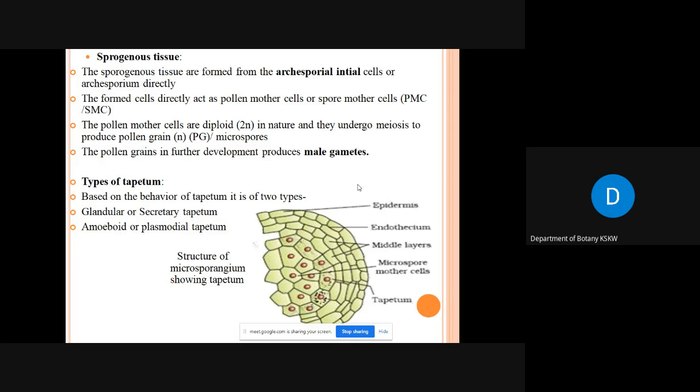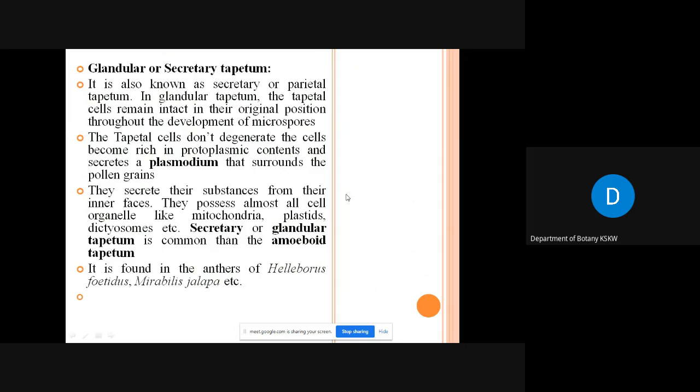Now, the tapetum present in the tetrasporangiate anther is of two different types: the glandular or secretory tapetum, and the second one, the amoeboid or periplasmodial or plasmodial tapetum. The first one, glandular or secretory tapetum. As the name suggests, glandular means that which secretes something, and we know that all glands secrete some secretion. So the name secretory tapetum.